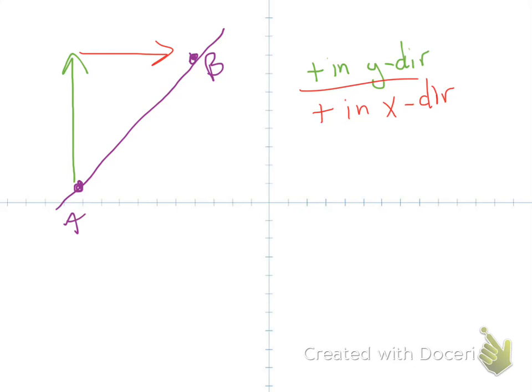Now I drew it like this because when we do the slope, we are actually going to be dividing. Now you know from math, a positive divided by a positive is a positive, so we have a positive slope.